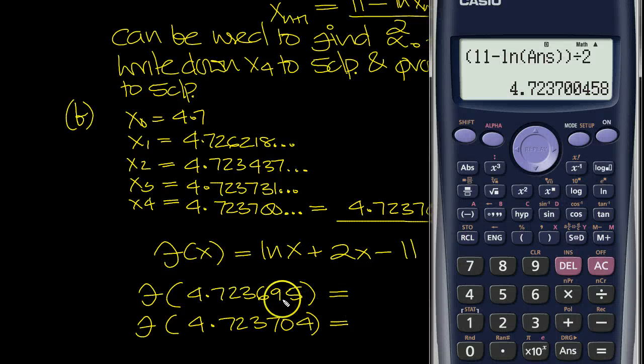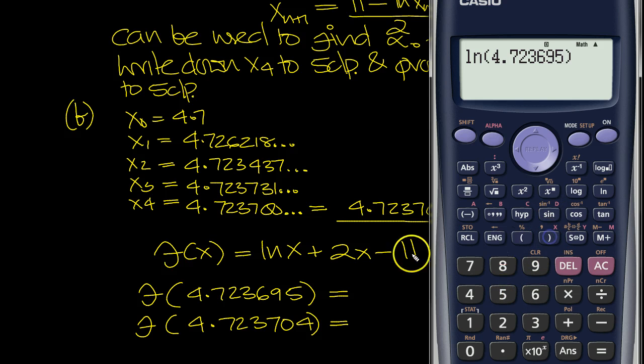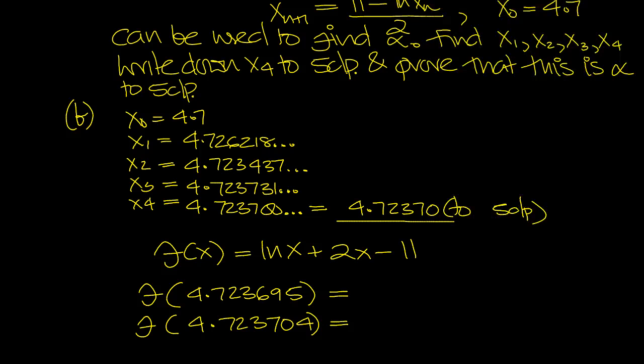So let's do that then. So it's ln of 4.723695, bracket, plus 2 times 4.723695, minus 11, which gives minus 1.8 times 10 to the minus 5.